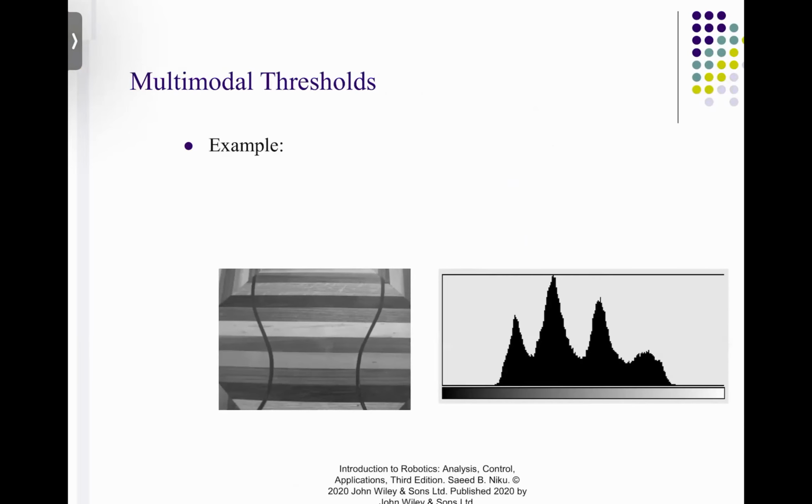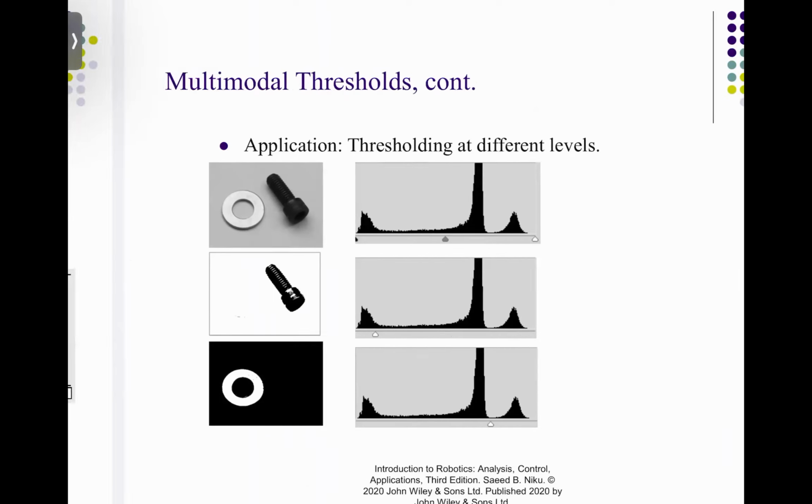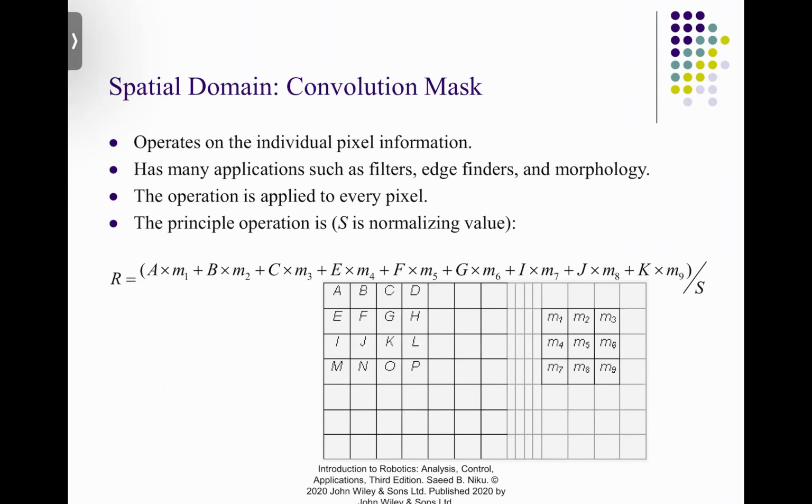Next, you can do multimodal thresholding, which is where you have the image and you can have different thresholds for the different parts of the image, and then you can actually manipulate that image. Again, this is very important if you want to detect the shape. It is very important if you want to recognize a pattern, a feature, or an edge. So this multimodal thresholding is very, very important.